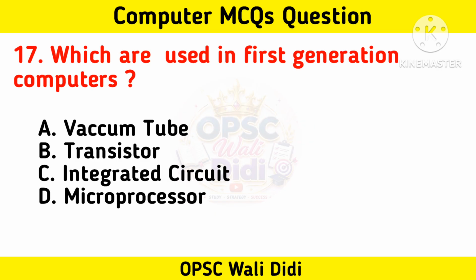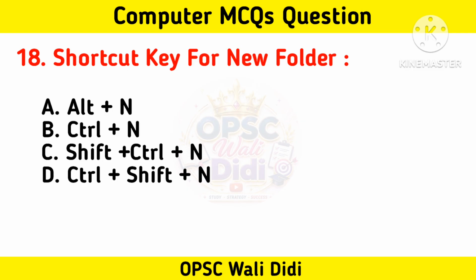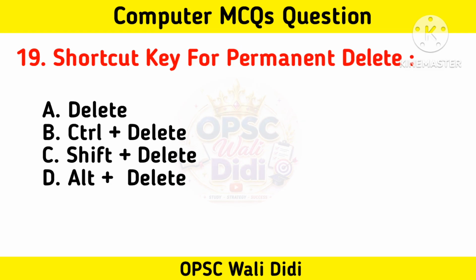Which are used in first generation of computer? The correct answer is vacuum tube. Shortcut key for new folder. The correct answer is Ctrl plus Shift plus N. Shortcut key for permanent delete. The correct answer is Shift plus delete.